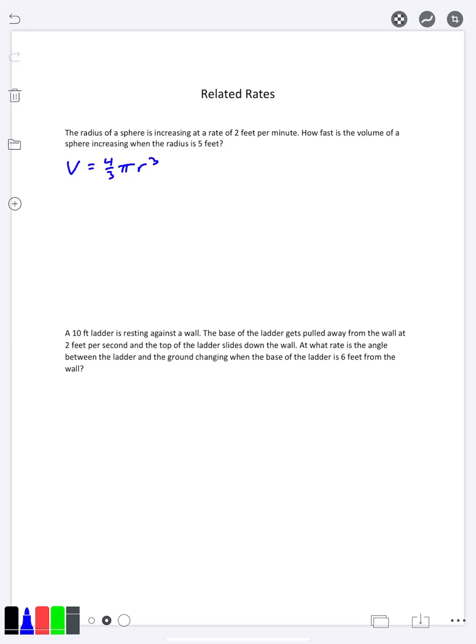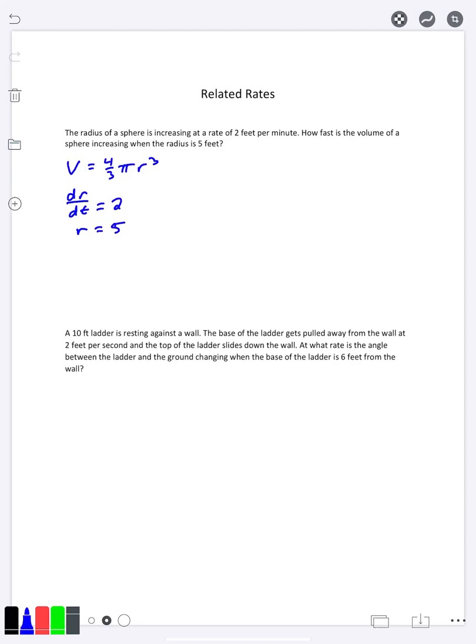Now that we have that, let's see what they give us in the problem. They give us that the radius is increasing at a rate of 2 feet per minute. So that does not mean that the radius is 2. That means it is increasing, or its rate of change is 2. And so that means the derivative of r with respect to time is 2. Okay, so that's our dr dt. And then they also tell us later that r is 5.